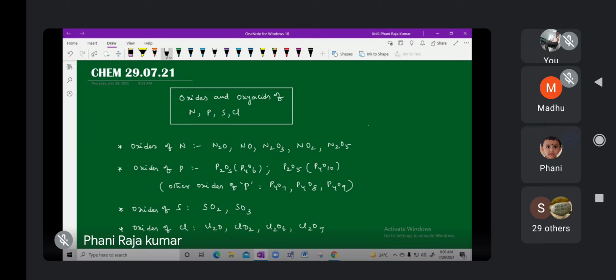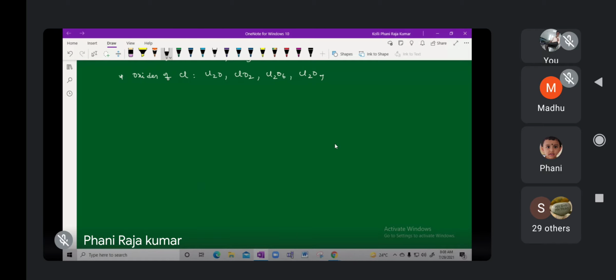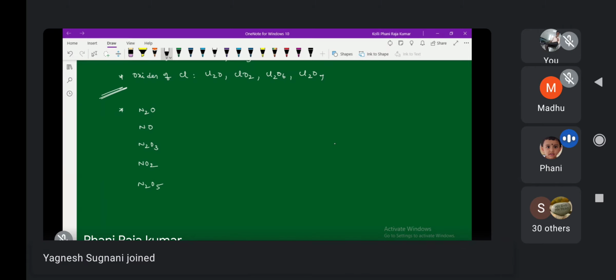Now let us move to a few important points related to the oxides of these four elements. Next. So N2O, NO, N2O3, NO2, and N2O5.